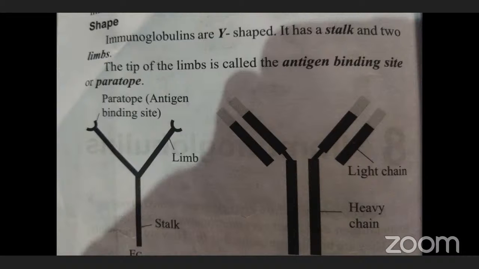Identical means they are similar, like identical copies. Each light chain is made up of approximately 214 amino acids. Based on the amino acid sequence, light chains are grouped into two types. What are they? Kappa and lambda.